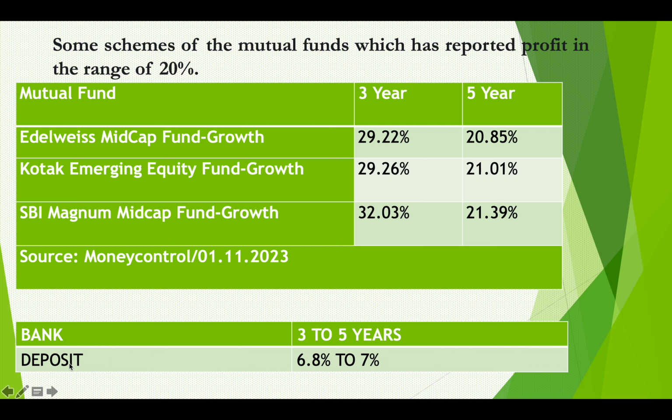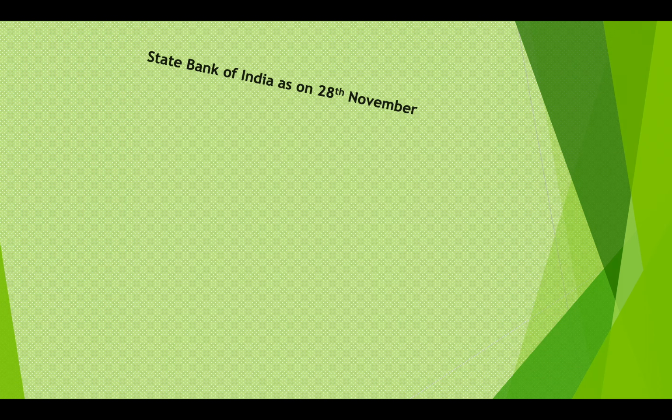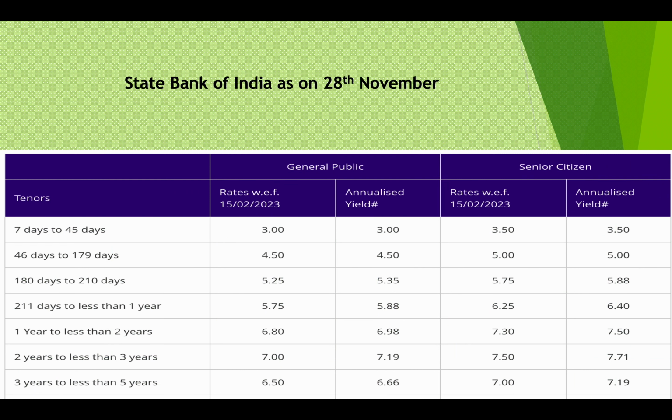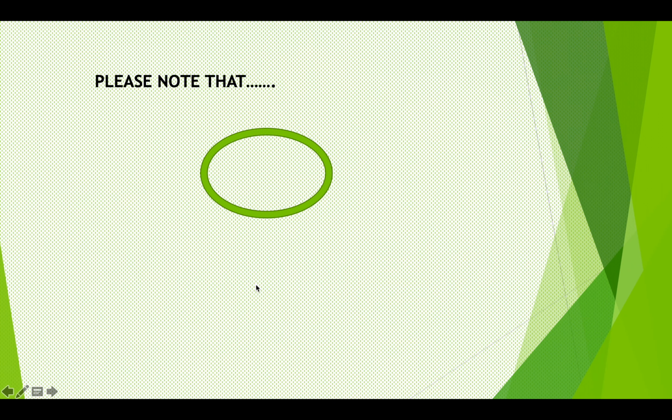Just for your information, when you keep your money in deposits at banks, the interest rates offered on deposits are in the range of 6.8% to 7% for a period of 1 year to 5 years. Let us look at the interest rate extended by State Bank of India as on 28th November. I have just given it here. You may check with banks for the latest interest rate on deposits.